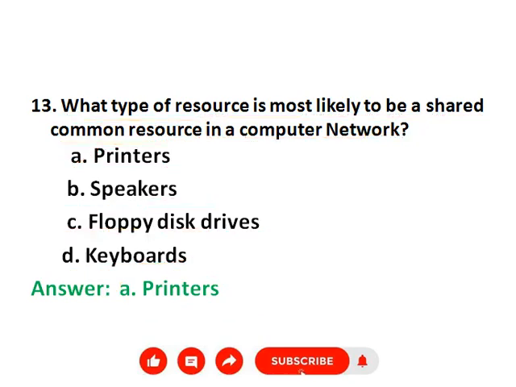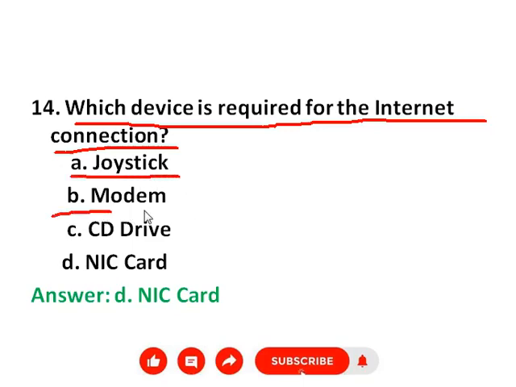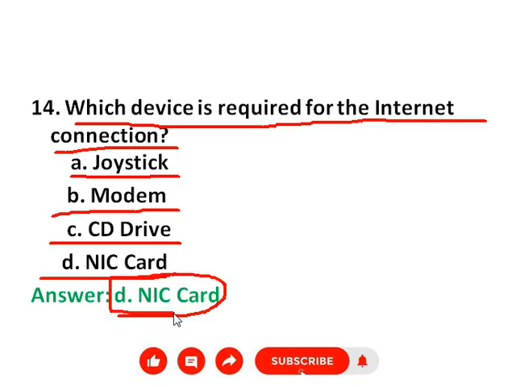Our next question is, which device is required for the internet connection? Option A, joystick. Option B, modem. Option C, CD drive. Option D, NIC card. For internet connection, NIC card is needed. NIC means network interface card. So our correct option is option D, NIC card.